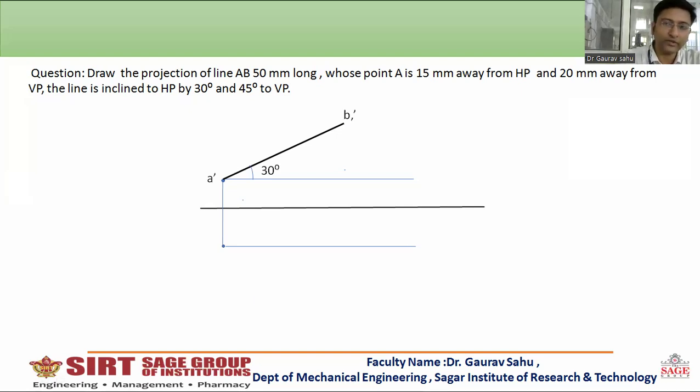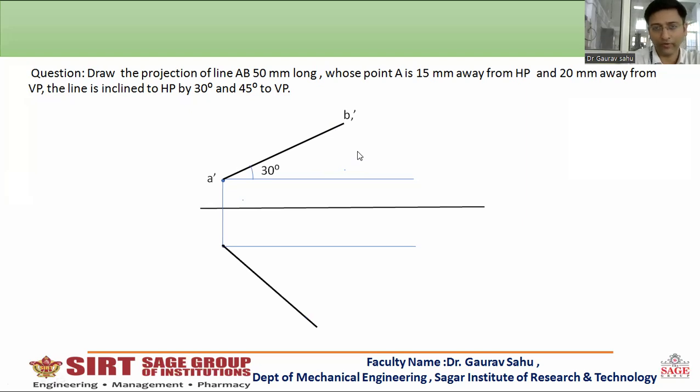Why am I putting b dash 1 over there, and why am I not putting b dash? Because a dash b dash means front view. As I have already told you, we are not drawing the front view, we are only drawing the true length. So the name of the true length is a dash b dash 1. Okay, now let us move further.